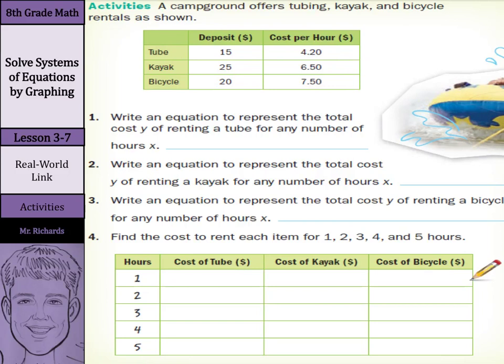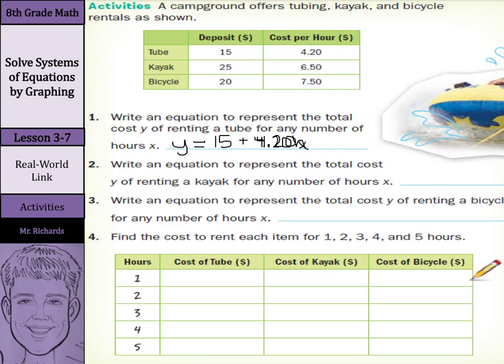Well, our total cost is going to be y, and that is going to equal, for the tube, we have a $15 deposit. No matter what, we have to pay the $15 no matter how many hours we rent. So that's just going to be 15. And then we have to add $4.20 per hour, which our hours are going to be x. So we have our deposit of $15 plus $4.20 per hour x.